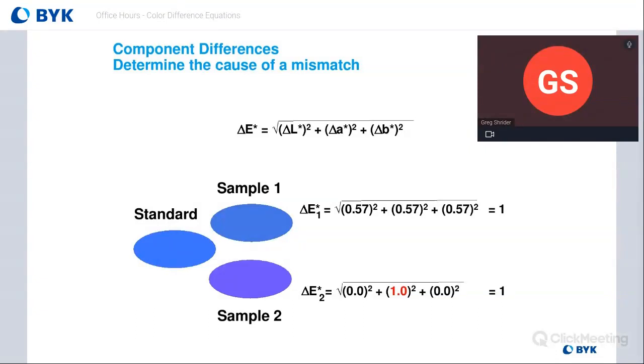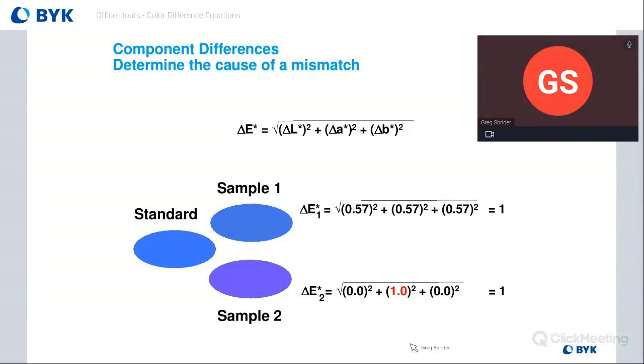So one of the things that we like to point out when we're looking at mismatches or things that don't match is where is the color difference coming from? In this particular case, we have a standard and we have a sample 1 and sample 2, and yet both of those have the same delta E value of 1. But you can clearly see that sample 2 is, let's say, a worse color match than sample 1. That's really for 2 reasons.